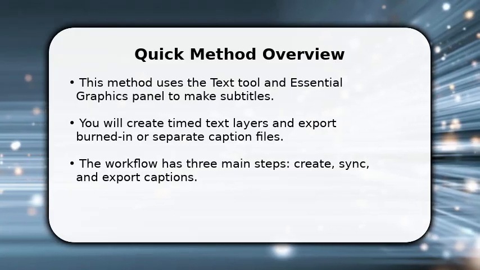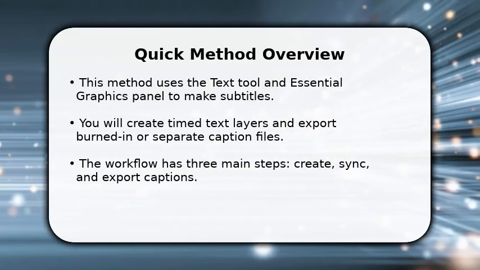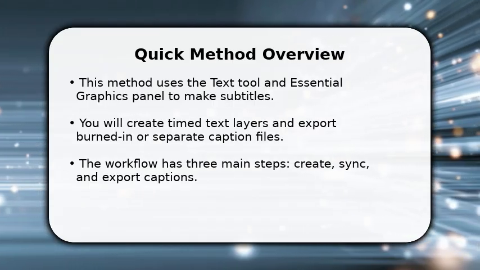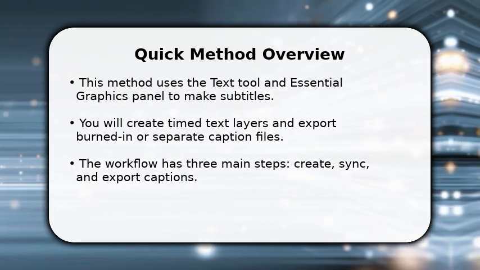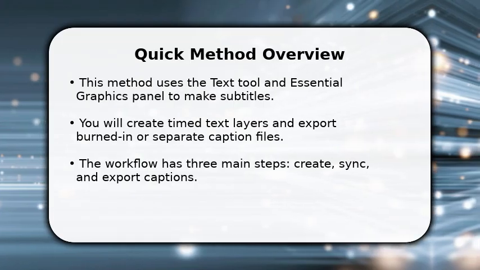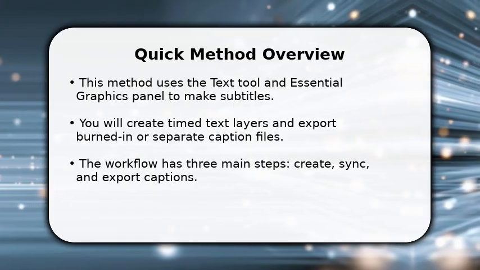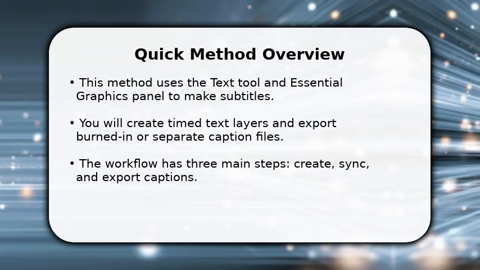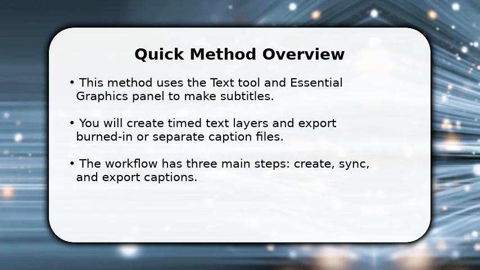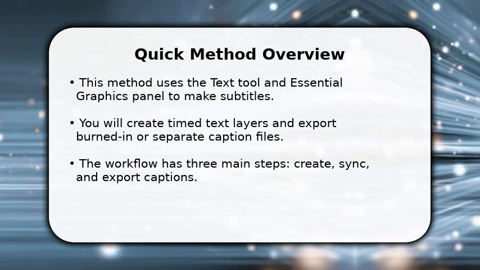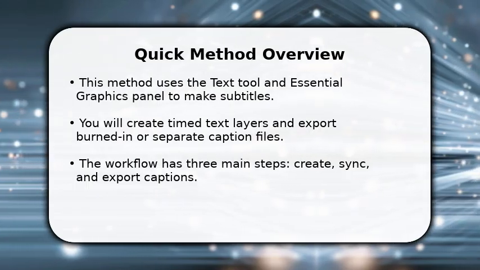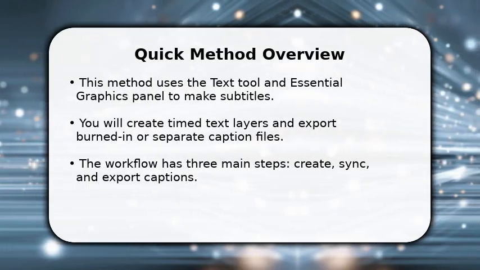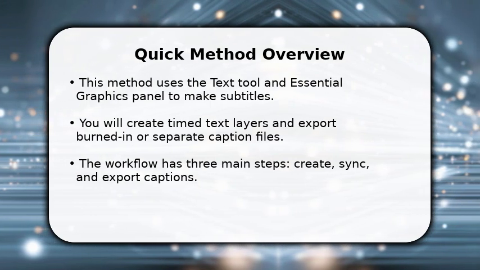I will show an easy method to add custom subtitles in Premiere Pro. This method uses the text tool and essential graphics panel to build subtitles. You can also use the Create Captions feature to generate caption tracks automatically. Work in 3 focus steps. Create your text, sync timing to the audio, then export either burned-in video or separate caption files. I will explain how to format, align, and export so your subtitles remain accurate and compatible.